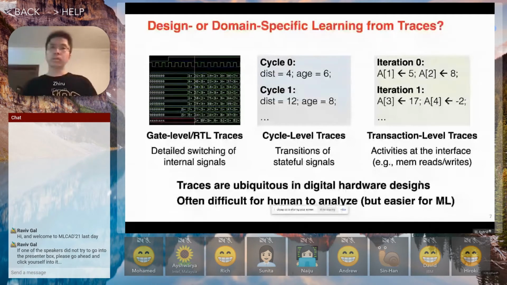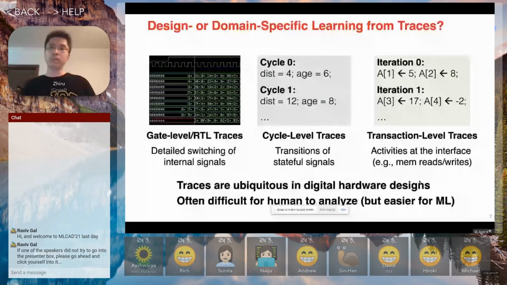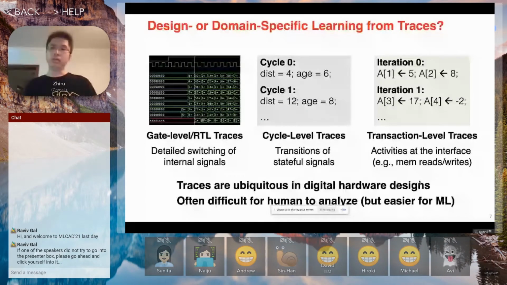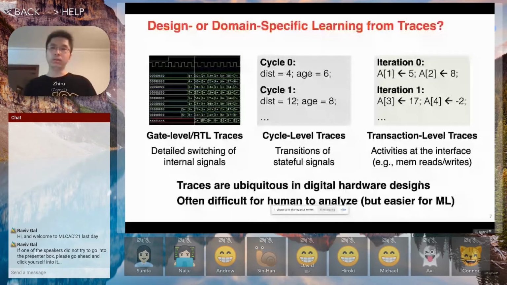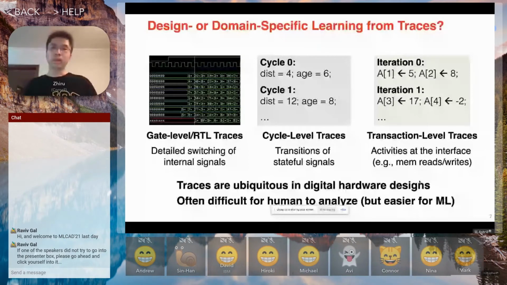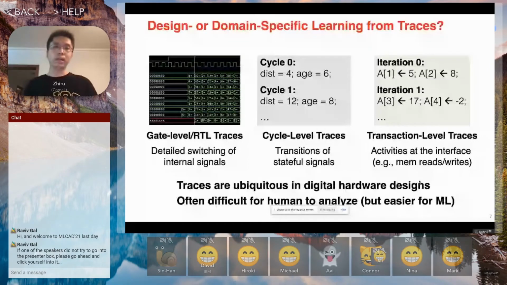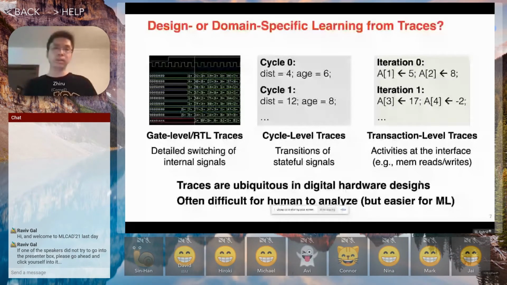It's useful to point out that in digital hardware design, there's a rich source of information available across all the different design stages. These are the traces. When we build digital hardware, we run waveform simulation. At gate level and RTL level, we have a lot of traces available. At cycle level, same thing: we have the transitions of the stateful signals. At even higher levels, like functional level or transaction level, we also have a lot of traces ready to use, like the activities at the interface.